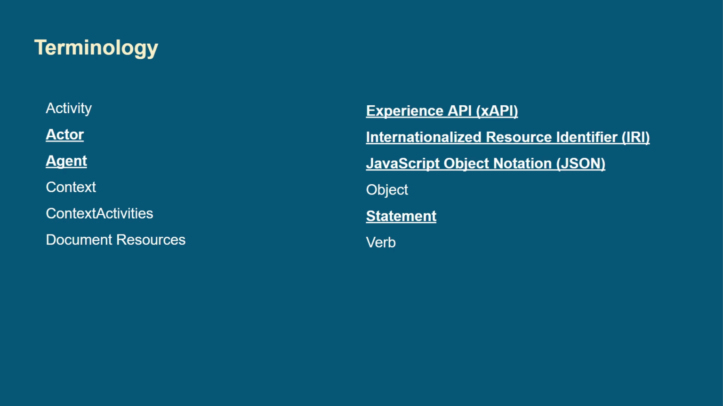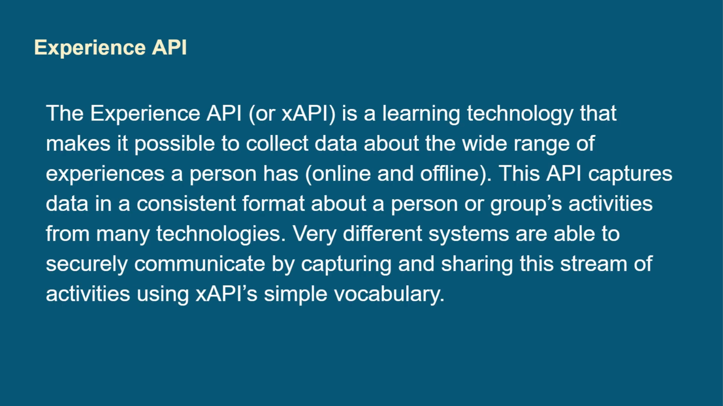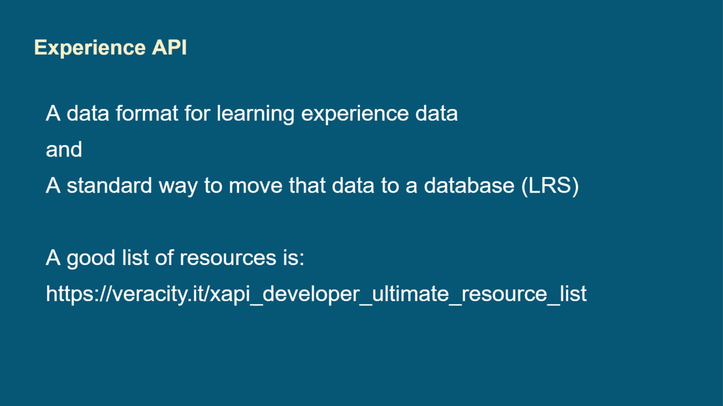All right, let's talk about the first one, the Experience API. You can see this is the official definition from the spec or from some authoritative source, but we're actually not going to use this one. We're going to do something a little bit more simple. Experience API is simply a data format for learning experience data and a standard way to move that data to an LRS, or really get it from an LRS.